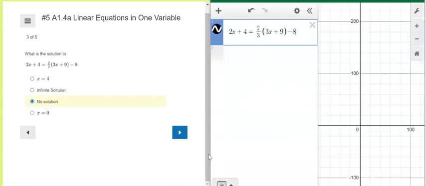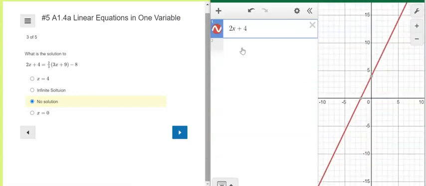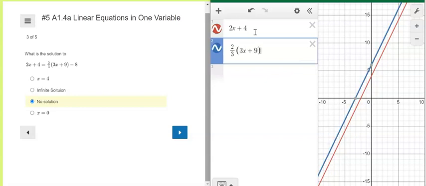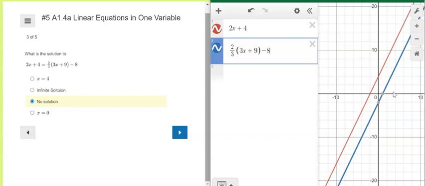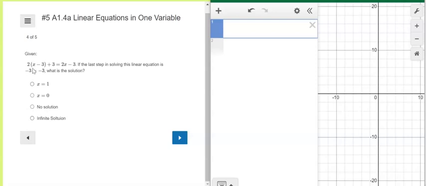And yes, of course, there is another way you can do this in Desmos. If you want to check what type of solutions the equations have, I split them up. I put the first one as 2x plus 4, and then the second one I will do 2 over 3, 3x plus 9, minus 8, and see how they are parallel lines and they don't cross each other, so therefore it's a no solution. If it was the same line, then it would be infinite solutions. I think the next one has that type of example. Yeah, the next one is going to be infinite solutions, but I'll show you how.